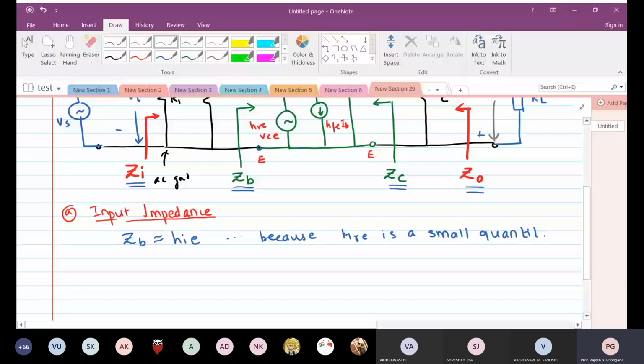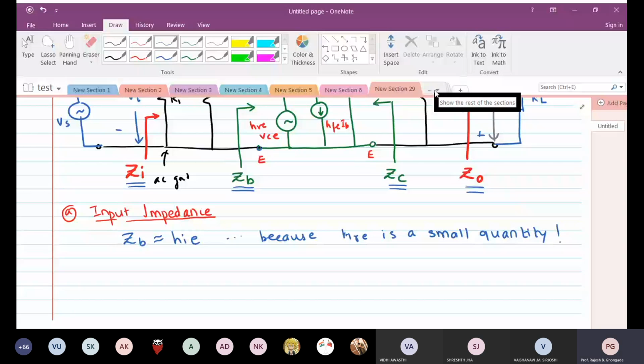You're getting this? We are able to ignore the effect of this HRE into VCE because HRE itself is a very small quantity. So the device input impedance is nearly equal to HIE. This is very, very interesting. Okay? You're getting this? Simple. Very simple.